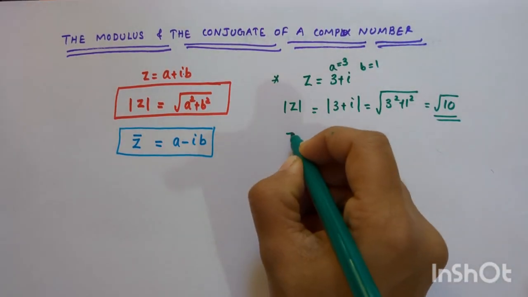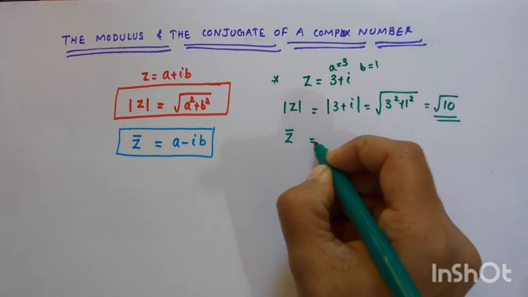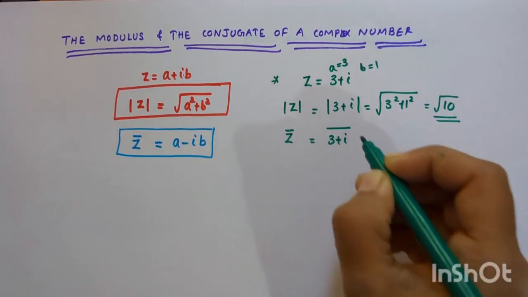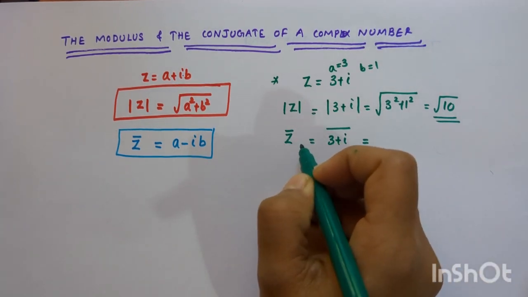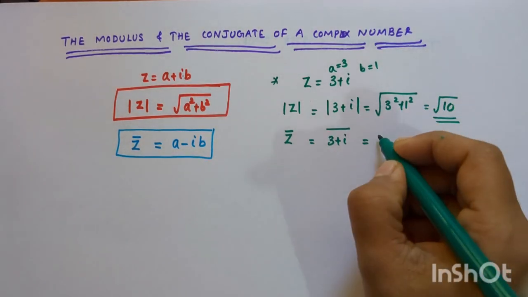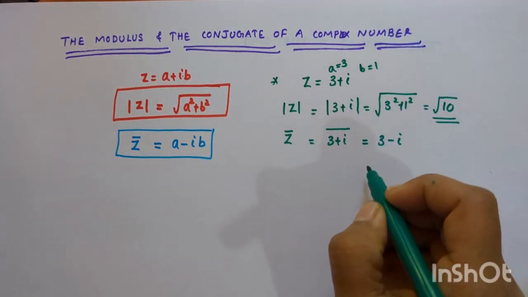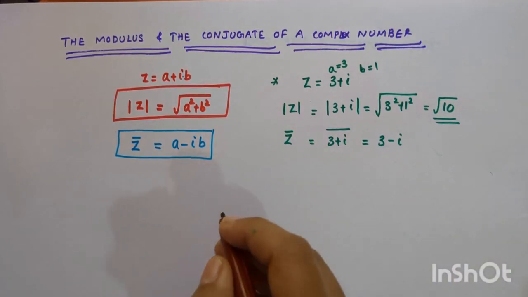And what about the conjugate of the complex number? The conjugate z bar is equal to the conjugate of 3 plus i. When we find the conjugate, we just change the sign of the imaginary part. So this is 3 plus i, and we just write it as 3 minus i.